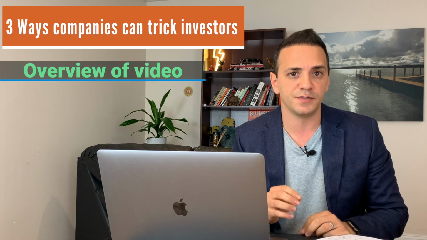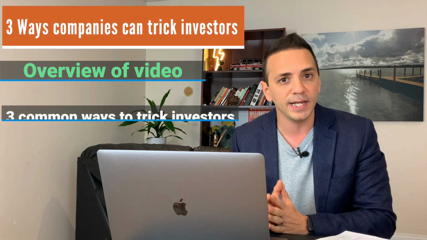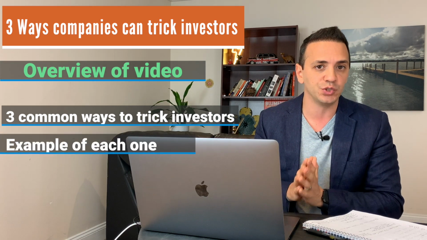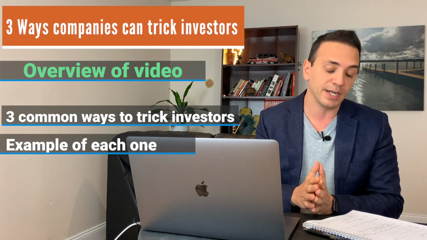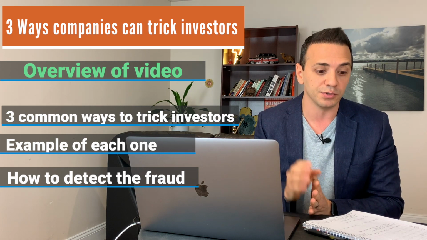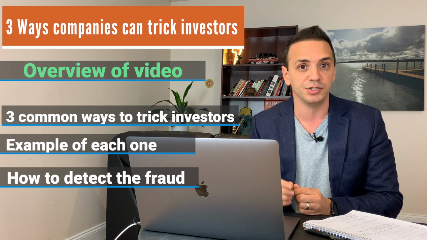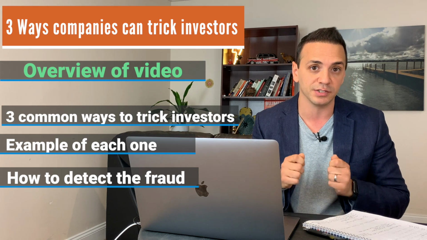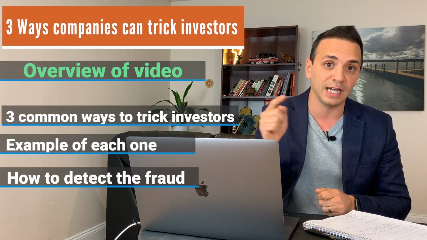And so the way I want to structure this video is I'm going to give you the 3 common ways that companies can trick their investors. And I'm going to give you an example for each one of them so you can understand it. And then by the end of the video, I'm going to give you the ways that you can find out about this fraud yourself and basically what questions you should be asking yourself and the company when you're looking at a set of financial statements. And without further ado, let's dive into today's video.